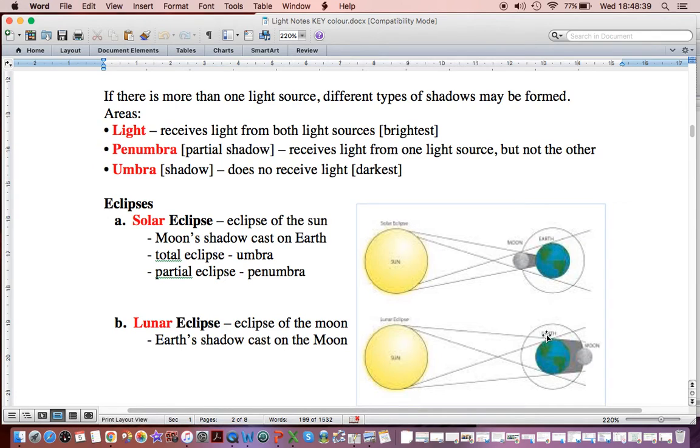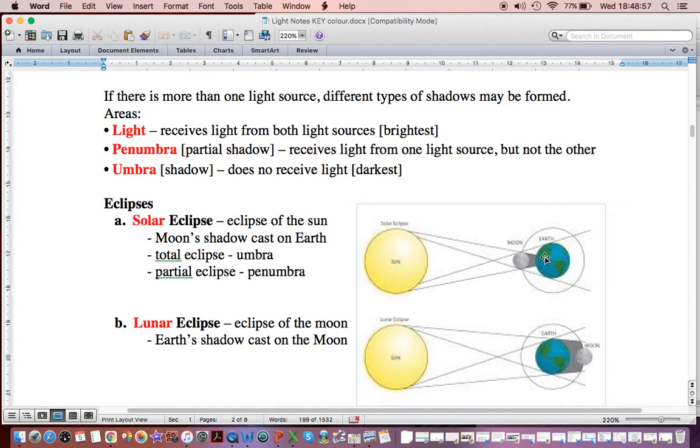Now, I should backtrack. When we get a solar eclipse, that happens in the new moon phase. And when we get a lunar eclipse, that happens in the full moon phase, where we can easily see the moon.